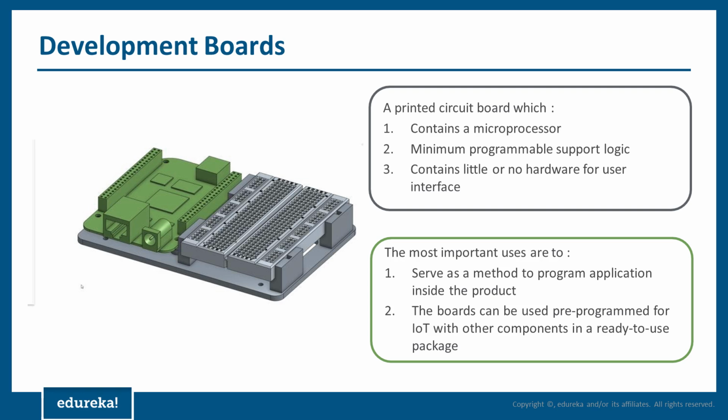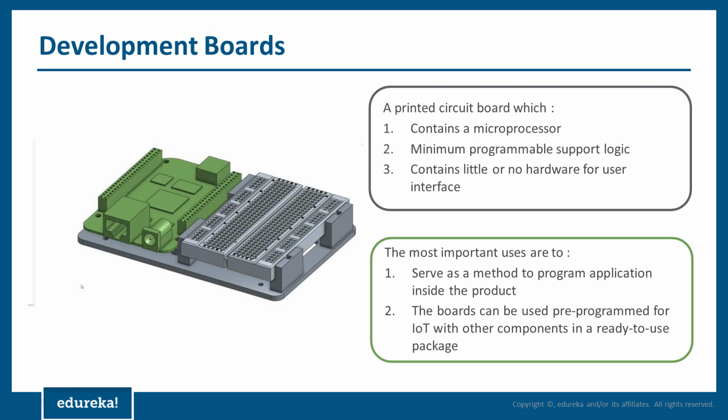Arduino does not come with a typical interface, whereas Raspberry Pi comes with an HDMI output, which you can connect to your monitor or TV. So the most important use is to serve as a method to program applications inside the product. So it's like simulating your embedded sensors.